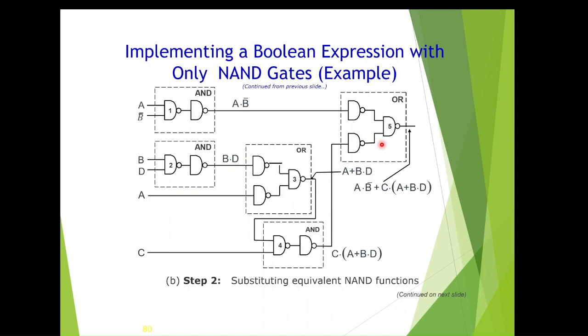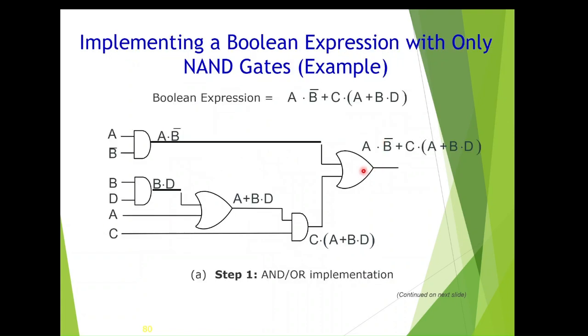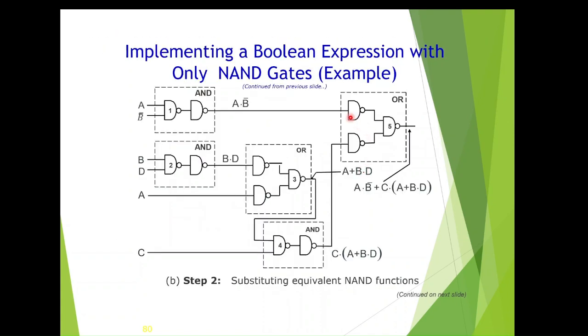Similarly, another OR gate is here on the output side. For that, we have bubbles on the input side and we put inverters to compensate for that. And here, this AND gate, we are putting a bubble on the output side and we put an inverter. So here, if you see, this is an inverter and this is also an inverter on the same line, so that can be cancelled. That can be removed because A double bar is A.